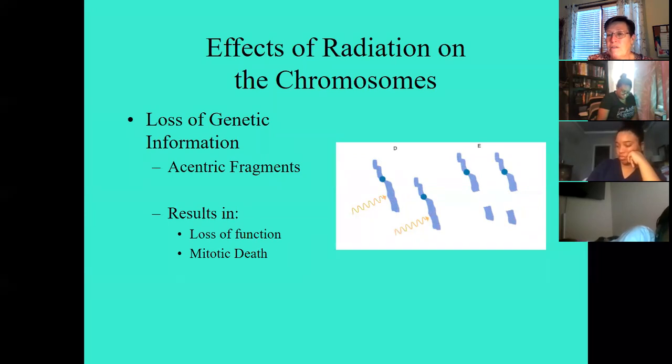Remember, in cell division, the spindle fibers connect to the centromere and pull it across the cell so that we end up with the appropriate amount of genetic material in each of the daughter cells. In these cases where we're missing a large chunk, or an acentric fragment, there is nothing to attach to the spindle fiber, so it's going to be lost. That means the cell may not function properly because it's lost part of its genetic material, and when it divides, it will die because it will not transfer the proper amount of genetic material during cell division.